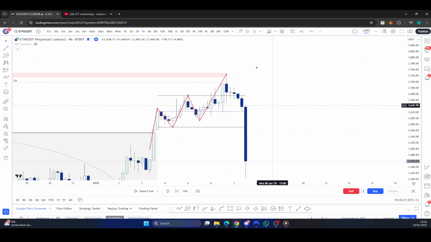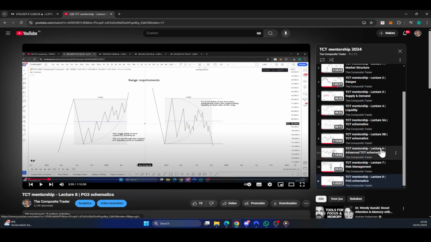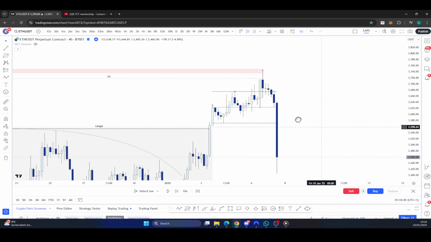And this is explained in more depth in, I think, lecture 5B of the TCT mentorship, where I talk about advanced. It could also be 6, just advanced TCT schematics. Let me check. Lecture 6, yeah. Going over advanced TCT schematics. So it's lecture 6. So I'm like, oh man, it can still be a potential Model 1 distribution.